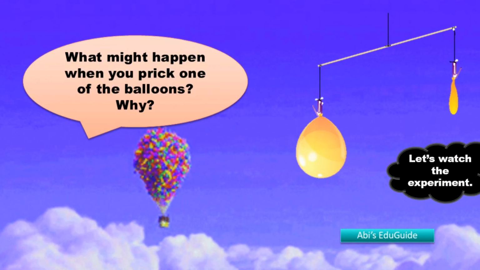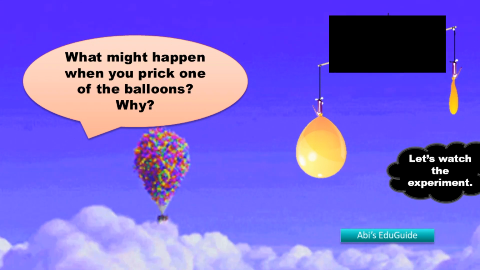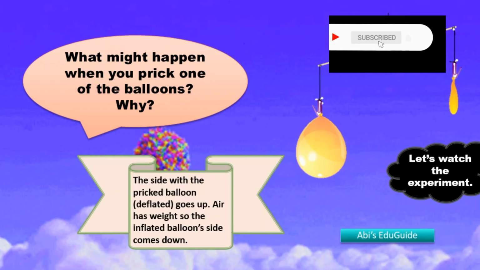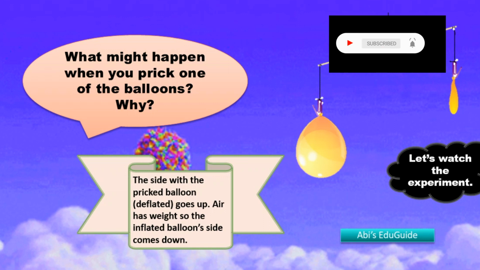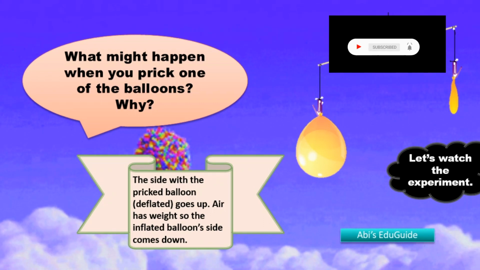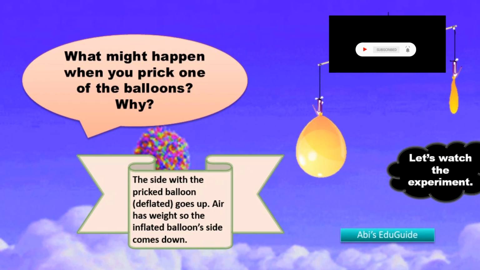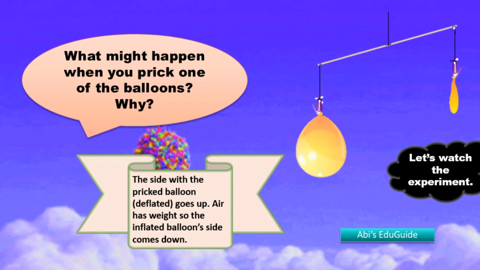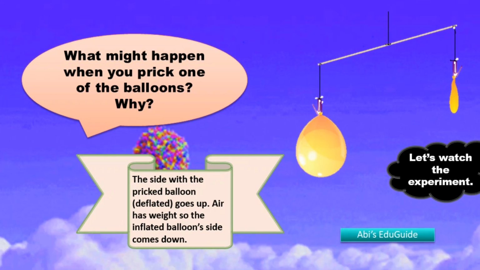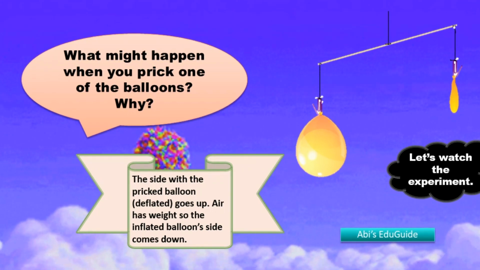What might happen when you prick one of the balloons? Why? The side with the pricked balloon goes up. Air has weight, so the inflated balloon side comes down. Let's watch the experiment.